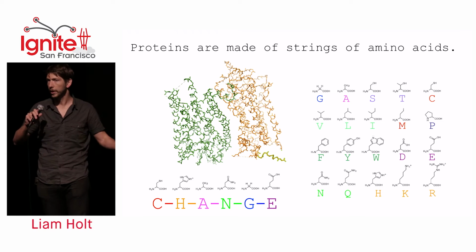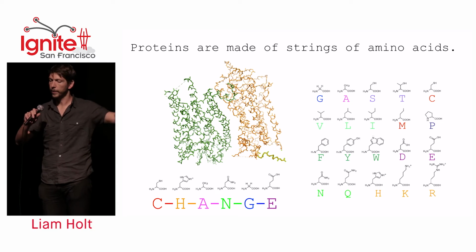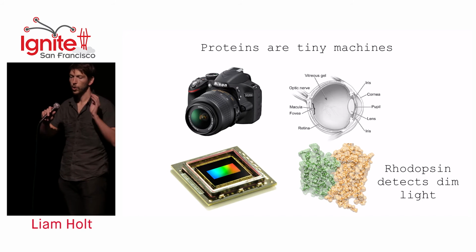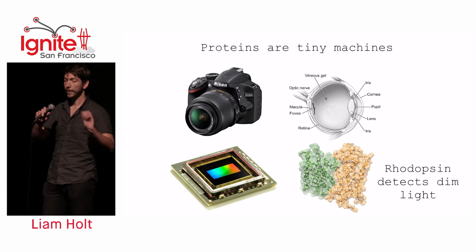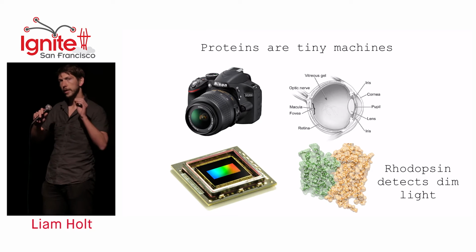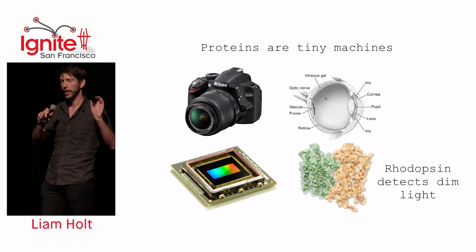So here is a protein. This protein is called rhodopsin. We're going to talk about that. And we're going to use little letters. It's made of hundreds of these letters. We're just going to use an example of 5. So to resurrect proteins, first of all, they're tiny machines. This particular protein, rhodopsin, detects light in the back of your eyes, just like the CCD chip on a camera.